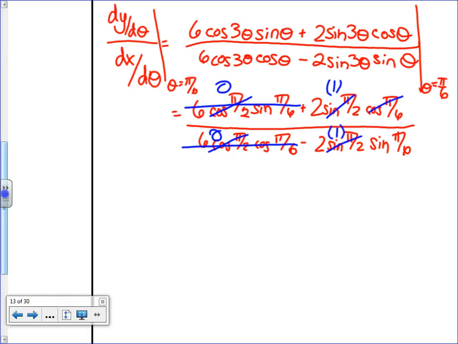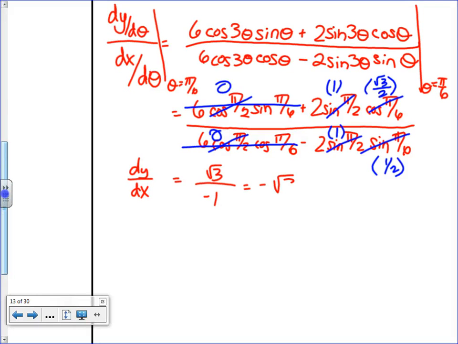Cosine of pi over 6, cosine of 30, what do you guys got? And sine of pi over 6? Yeah, 1/2. So this equals, and this is just dy/dx, this is just slope, root 3, because the 2's cancel, all over negative 1. But what do they want me to do with that? Use it to find the equation of the tangent line, right?